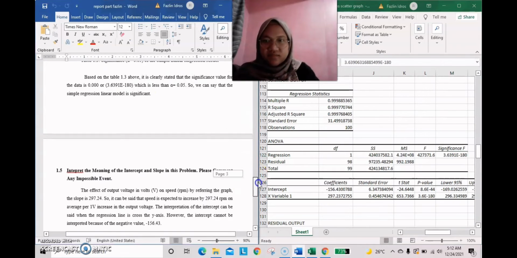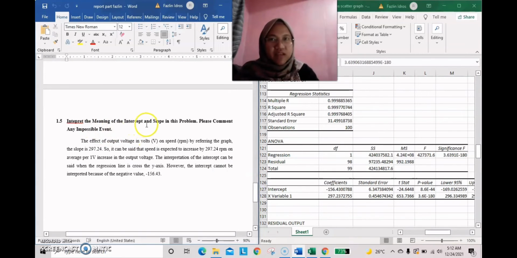The next part is to interpret the meaning of the intercept and slope in this problem. Please comment on any impossible event.